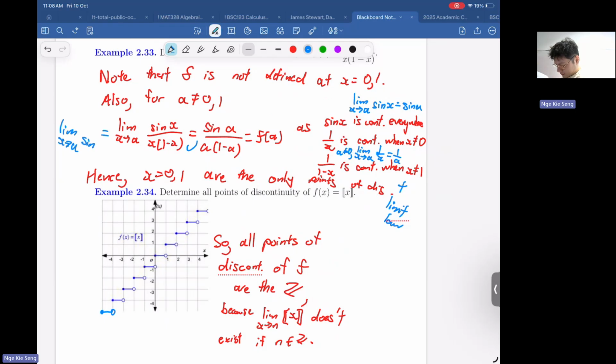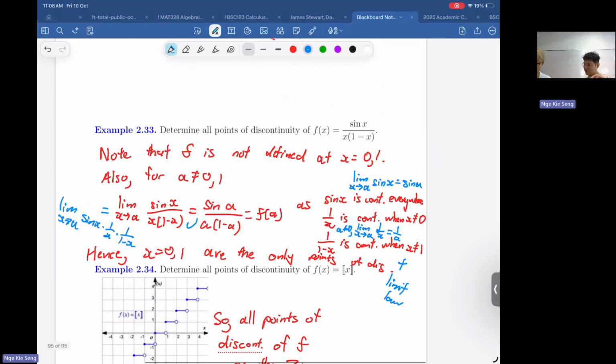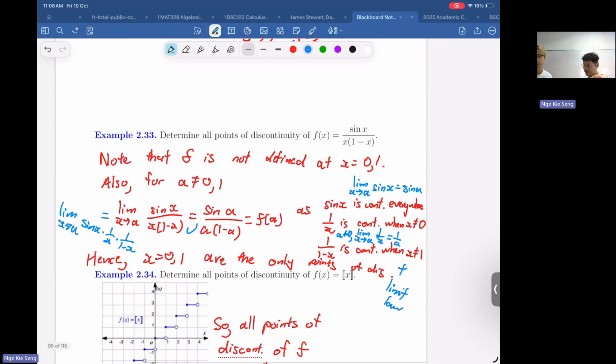You can see this as sine x times 1 over x and 1 over 1 minus x. For sine x, it is defined everywhere, and more importantly, it's continuous. And for these two, they're also continuous anywhere besides the points where they are not defined. Yes, good, that's right. But the goal of this problem is to find all the discontinuity points. So why do we need this step?